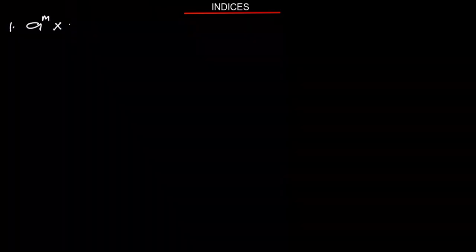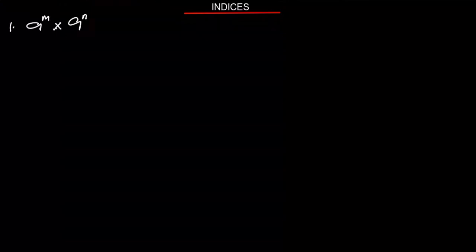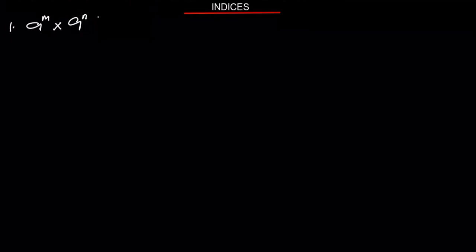So the first law is this. If I have a to the power of m multiplying a to the power of n, you see this a is called the base, while this is called the power, index or exponent. Now, take note that whenever you have the same base and what is between them is a multiplication sign, you can pick one of the base and add the powers together.